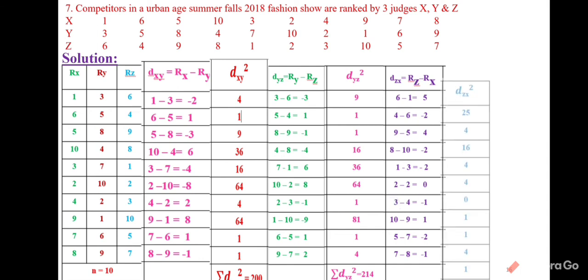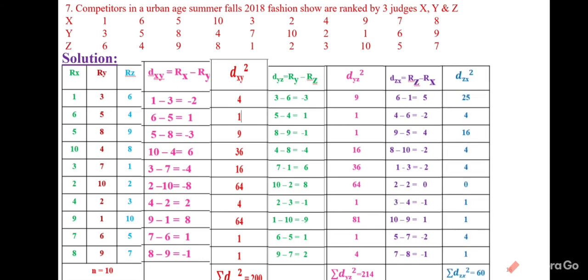Then the squares: 5 squared is 25, minus 2 squared is 4, 4 squared is 16, minus 2 squared is 4, minus 2 squared is 4, 0 squared is 0, minus 1 squared is 1, 1 squared is 1.